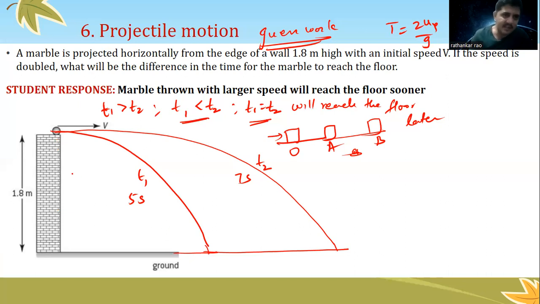Whenever you have a horizontal projectile motion, this is a horizontal projectile. Why horizontal? Because you're throwing it horizontally. You are not going to use these equations. You are going to use another set of equations. What are they? That's what we are going to look into. Now we are going to divide this motion into two parts: first along the x-axis, the second along the y-axis.